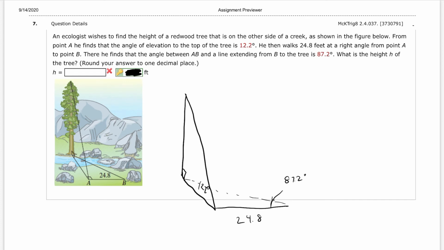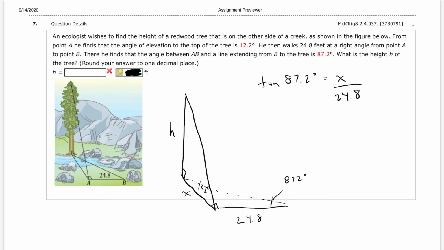What is the height h of the tree? So ultimately, we're looking for the height of the tree. We're given this side and this angle, so we should be able to find this using trigonometry, because this is also a right angle down below. So I'm going to call this x. We're looking for this side first, x, and we can use opposite over adjacent. So tangent of 87.2 degrees would be opposite over adjacent.